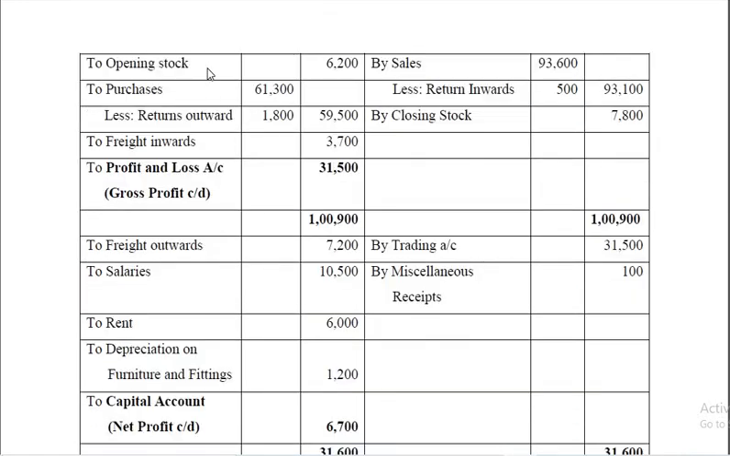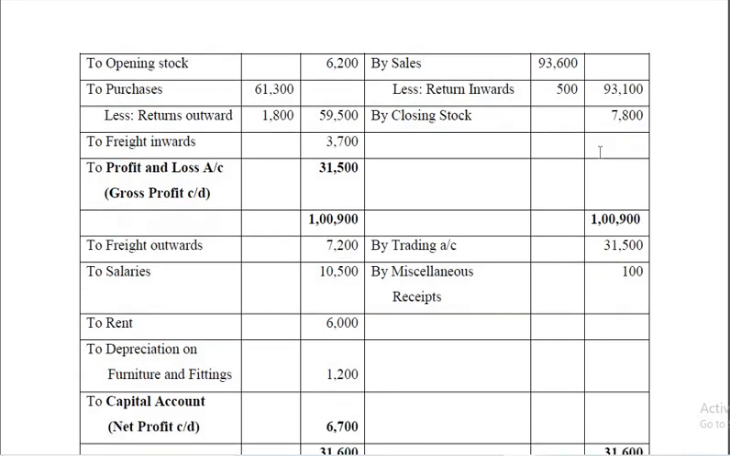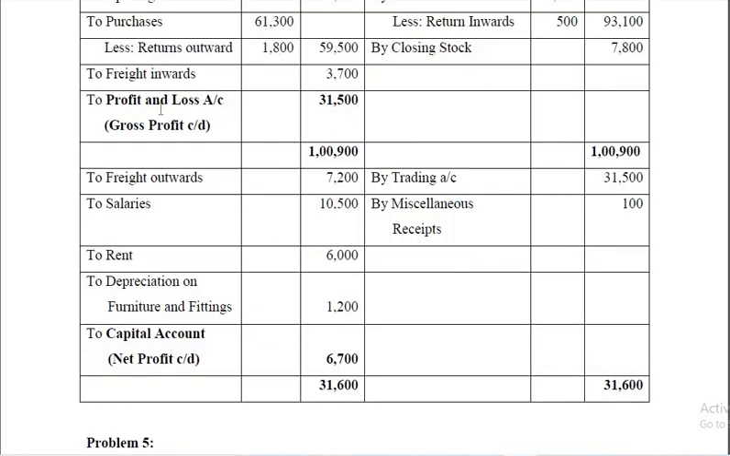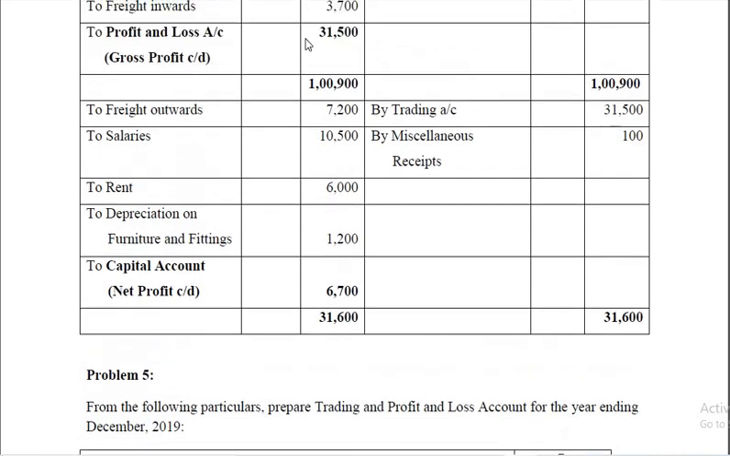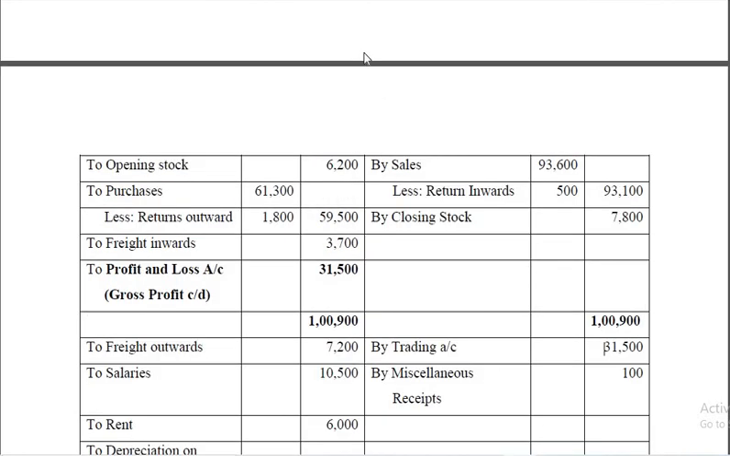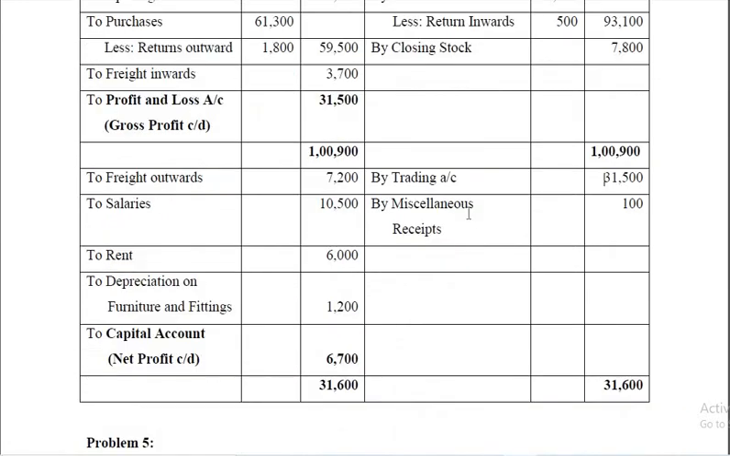As I already explained, opening stock, then purchases less returns, freight inwards; freight outwards will come to the profit and loss account. Then sales minus sales returns. So closing stock. So credit side is more than debit side. Therefore, balance is transferred to profit and loss account being gross profit. That is the balancing figure. Come to the profit and loss account. So this value is brought down here, 31,500. So by trading account, here what is written is trading account debtor to profit and loss account. Here profit and loss account is credited by trading account.